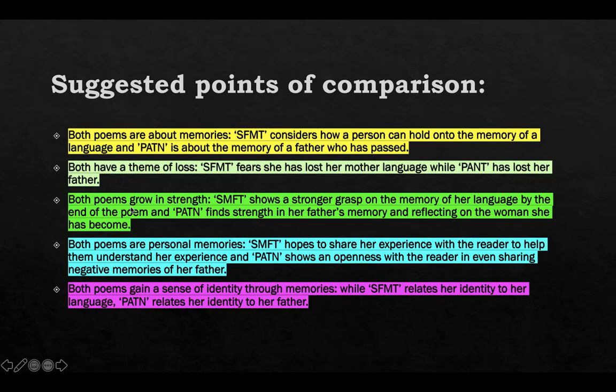Both poems grow in strength. Search for My Tongue shows a stronger grasp on the memory of her language by the end of the poem. Poem at 39 finds strength in her father's memory and reflecting on the woman she has become. Both poems are personal memories. Search for My Tongue hopes to share her experience with the reader to help them understand her experience, and Poem at 39 shows an openness with the reader in even sharing negative memories of her father. Both poems gain a sense of identity through memories. Search for My Tongue relates her identity to her language. Poem at 39 relates her identity to her father.